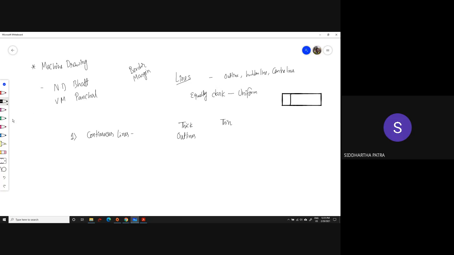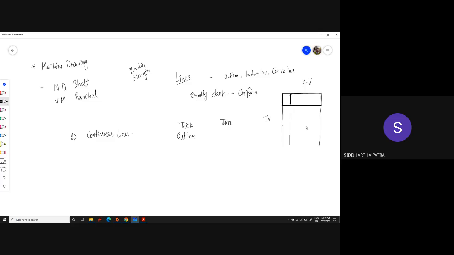Now what are the thin continuous lines for? For example, these are for drawing the projection lines. For example, you have the front view and you want to draw the top view. So what you do is you want to have the y dimensions to be identical, so you draw the projection lines. So those are going to be your thin continuous lines.